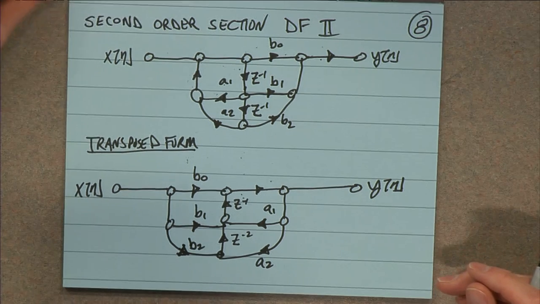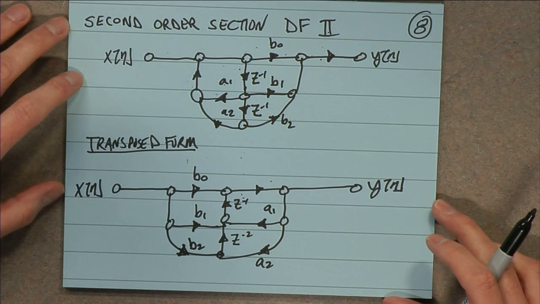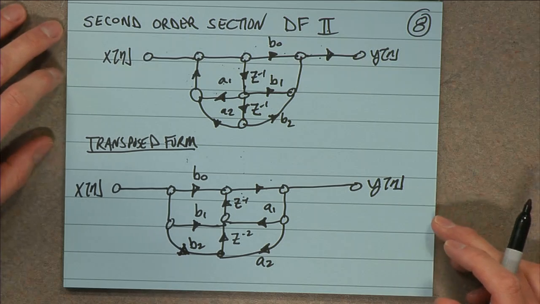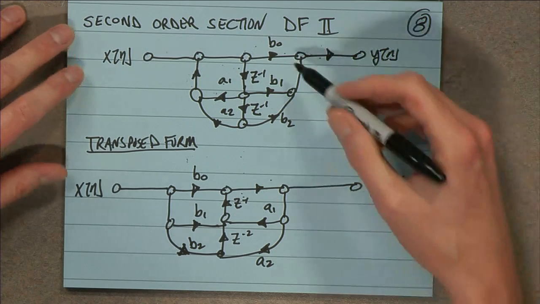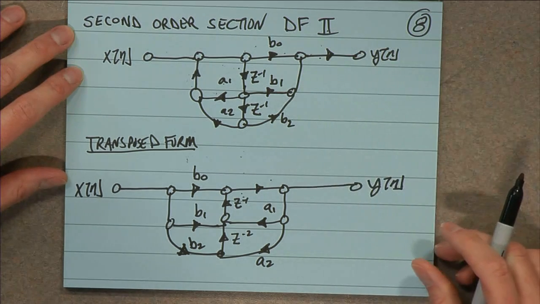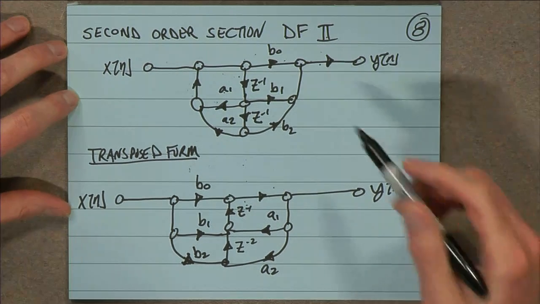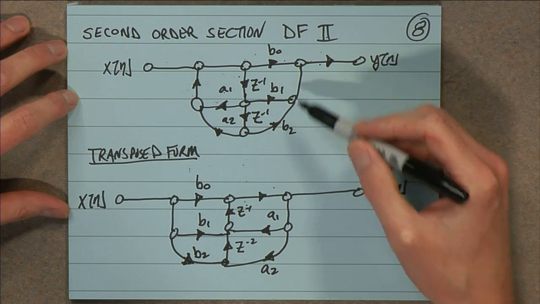Do any of those coefficients need to be negative, or are they all just positive? They're all positive because there's no step where you have to change the sign of the coefficient going from normal to transposed.